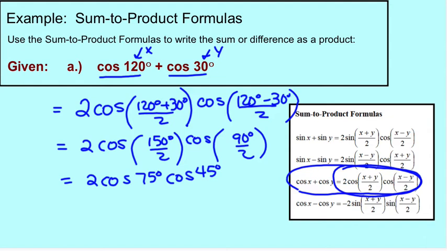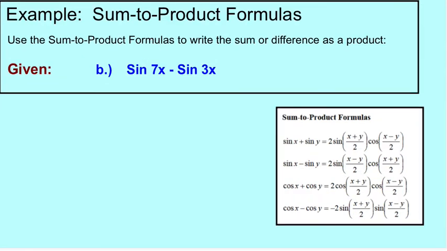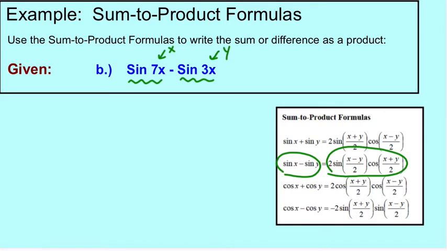All right, the second example. Again, the sum to product. Choose the appropriate one. So we have the sine of 7x minus another sine of 3x. So there's your sine of x minus sine of y, so we're going to use this right-hand side. This will represent our x in the formula. This will represent our y in the formula.